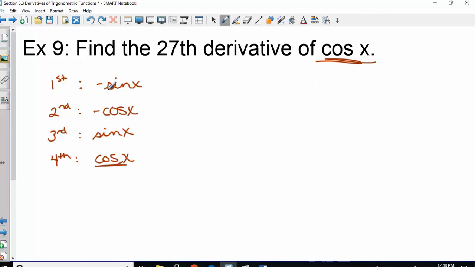Yeah, we are back to where we started. So this would be my 5th, 6th, 7th, 8th, and so on. So if we want the 27th derivative, if I think multiples of 4, I could go through my list 6 times, that would be the 24th, then 25th, 26th, 27th. So my 27th derivative is negative sine x. No, positive sine x, my bad. I put it down. Do you guys see how I got that?